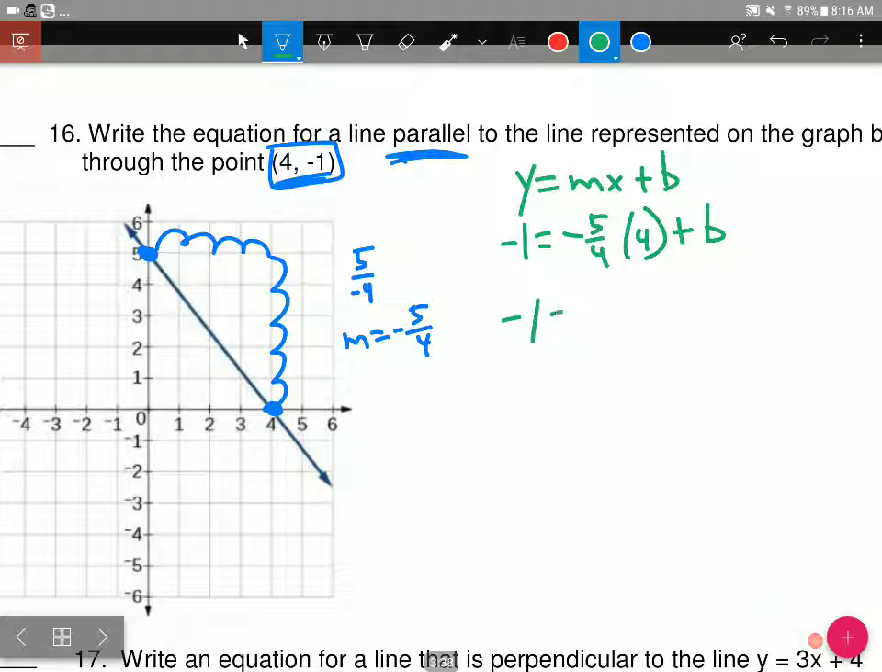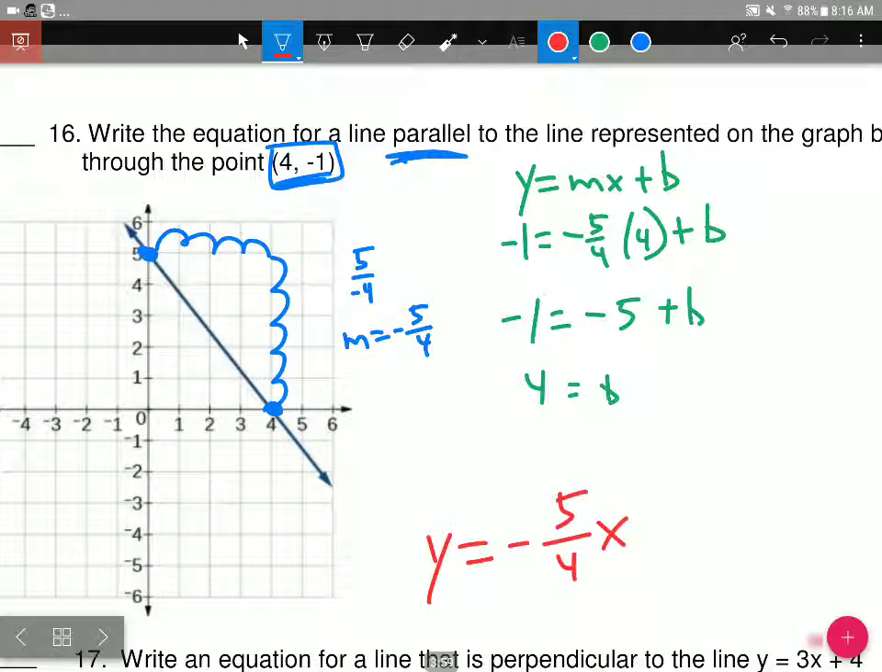Remember, top part multiplies, bottom part divides. So 5 times 4 is 20, divided by 4 is 5. And remember, it's negative, so that's negative 5. Add the 5 over. b equals 4. So your answer is y equals negative 5 fourths x plus 4.